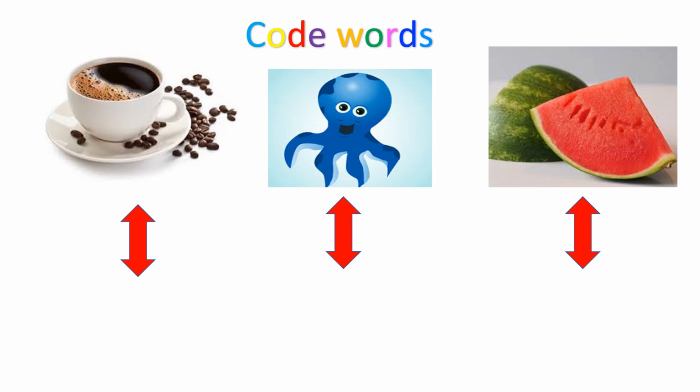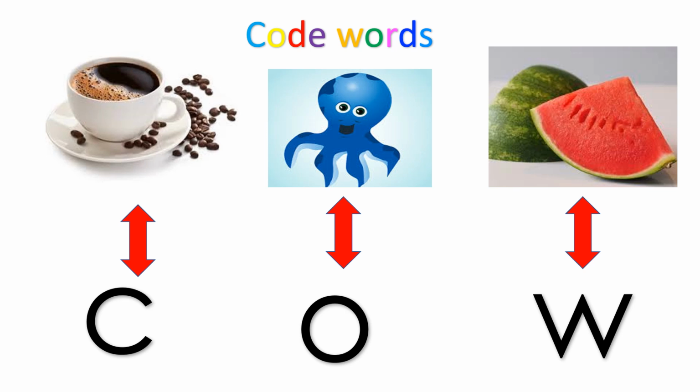Okay, now we are going to work with the next picture. Coffee. Coffee begins with the letter C. Octopus. Octopus begins with the letter O. Watermelon. Watermelon begins with the letter W. What is the word? The word is cow.